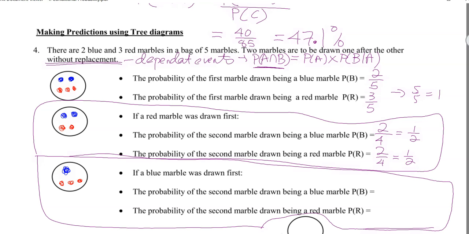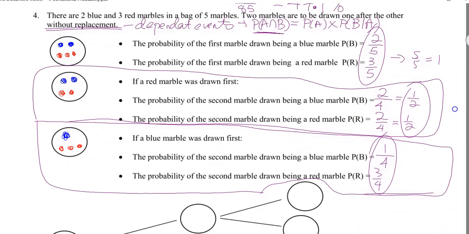Okay, so one of those 2 possibilities. So if blue was drawn first, the probability of getting blue is 1 out of 4. There's 1 blue marble left out of 4. And if blue marble was drawn first, probability of getting red, there are 3 reds out of 4. Okay, now again, these have to add to 1, just as these have to add to 1. Whatever your probabilities, if you're taking into account everything that could happen, then it has to add to 1.